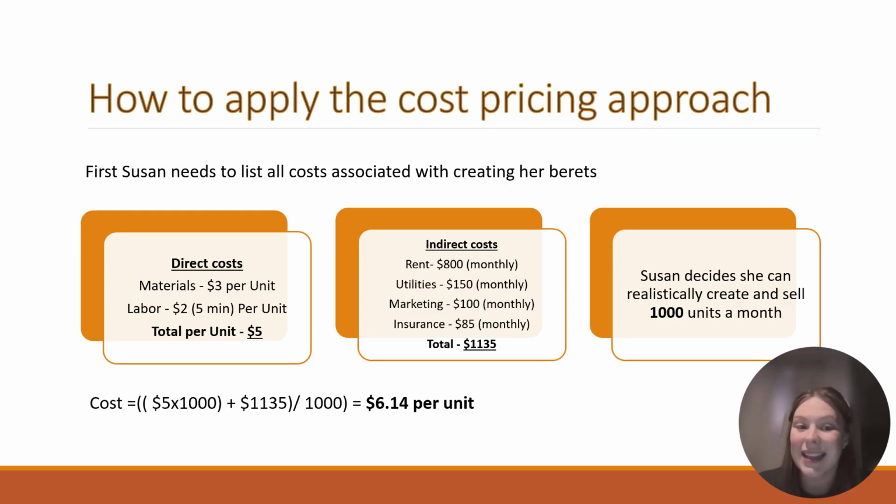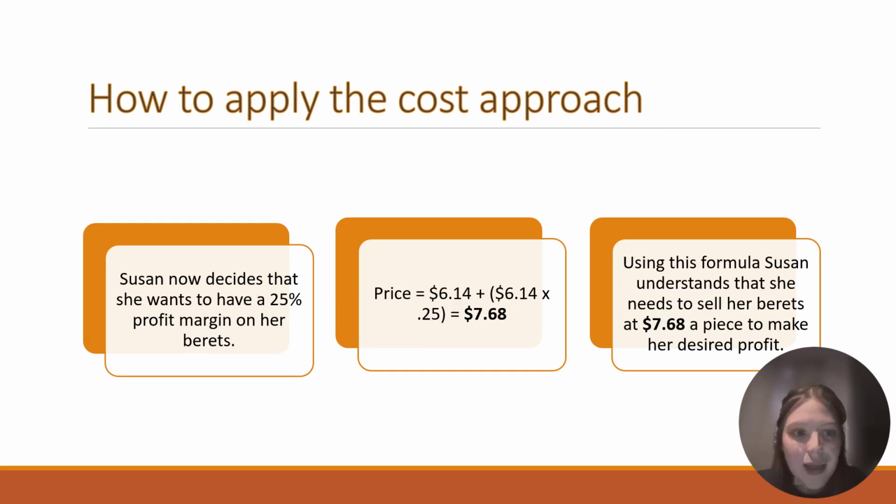First, she's going to need to list all the costs that are associated with creating her berets, and typically this is done by separating the direct costs and indirect costs. So her direct costs are about $5 a unit, and her indirect costs are $1,135 a month. And she also decides that she can realistically create about 1,000 units a month. So plugging this into this formula, we can see that it will cost her $6.14 per unit. That's how much it will cost to create them.